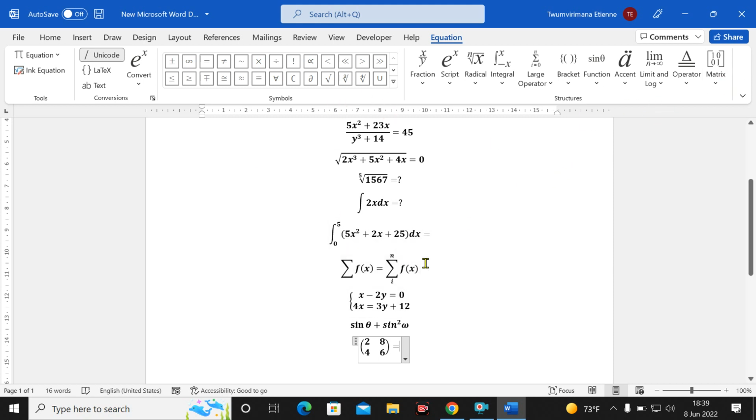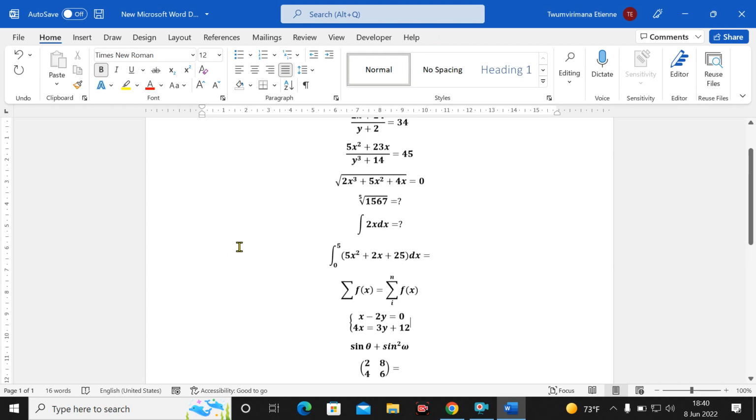And guys, if you want to ink, you can even ink an equation. We'll see that later. You can just convert to linear. Here we have all mathematical convolution symbols and structures, and all of them can be seen here.